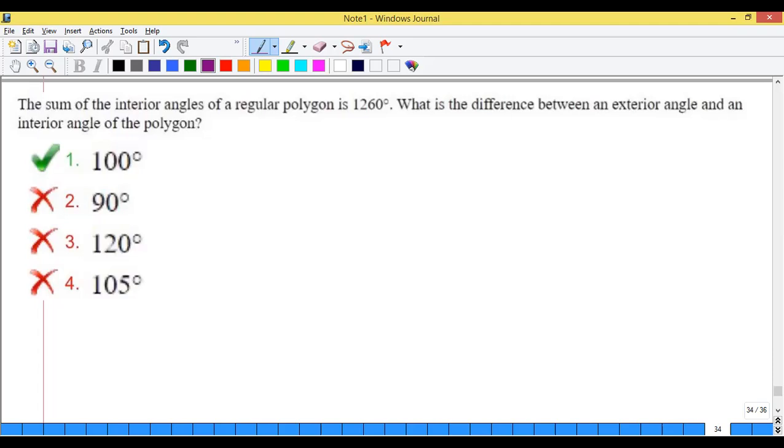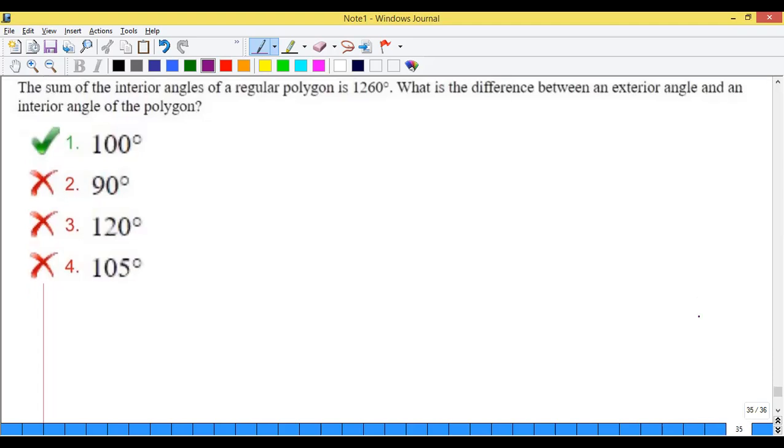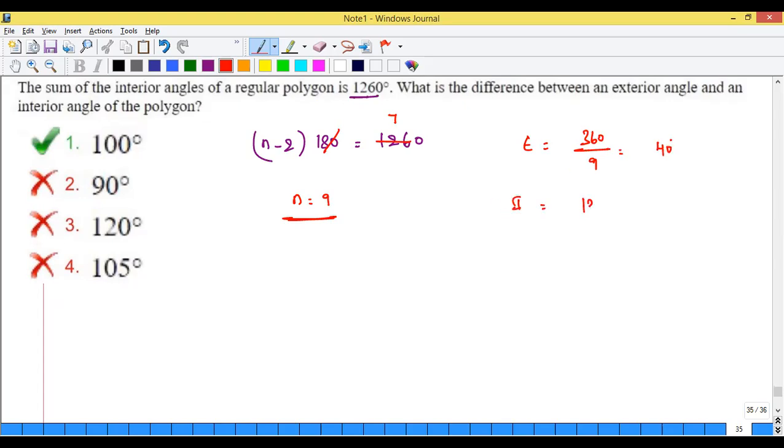The sum of interior angles of a regular polygon is n minus 2 into 180 is equal to, can I say it is 1080? So n is equal to how many? What is the difference between an exterior angle and an interior angle of a polygon? What is the exterior angle of a polygon? Obviously, exterior is 360 by number of sides. That is 40 degrees. What is interior? 180 minus exterior, it is 140. What is the difference between interior and exterior?